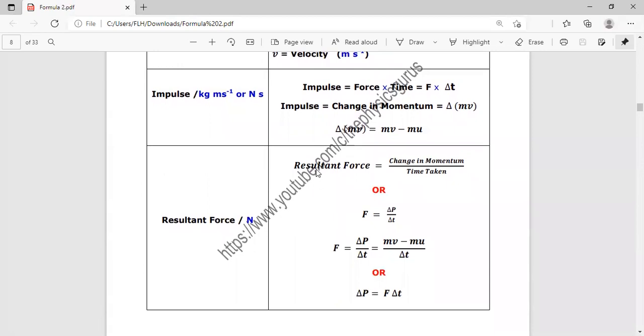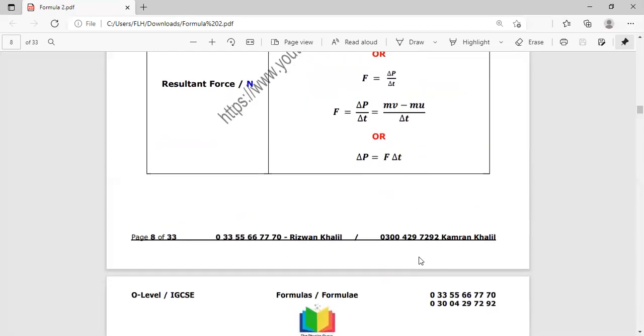Then different formulas of resultant force are there. So resultant force can be calculated by change in momentum over time taken, or in symbolic form F is equal to delta P over delta t. Here delta P can be calculated by mv minus mu over delta t, or if it is divided over here, then on the other side it will be multiplied, then change in momentum is equal to force into time.